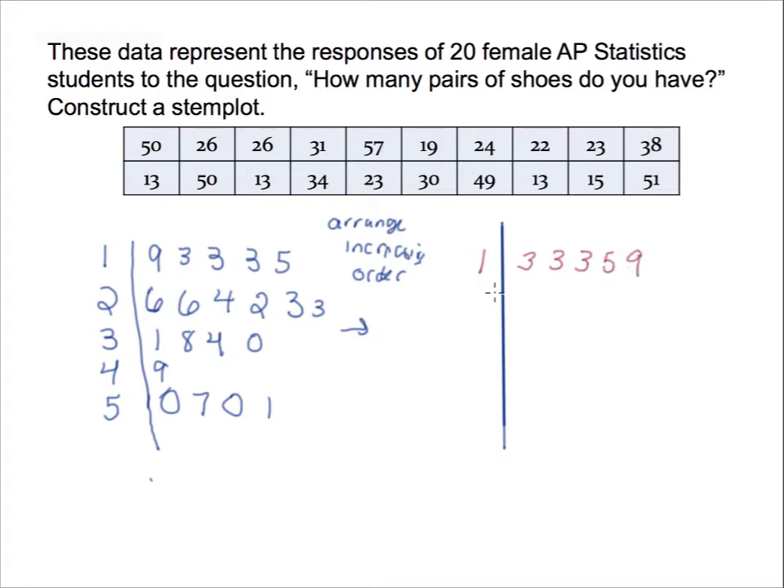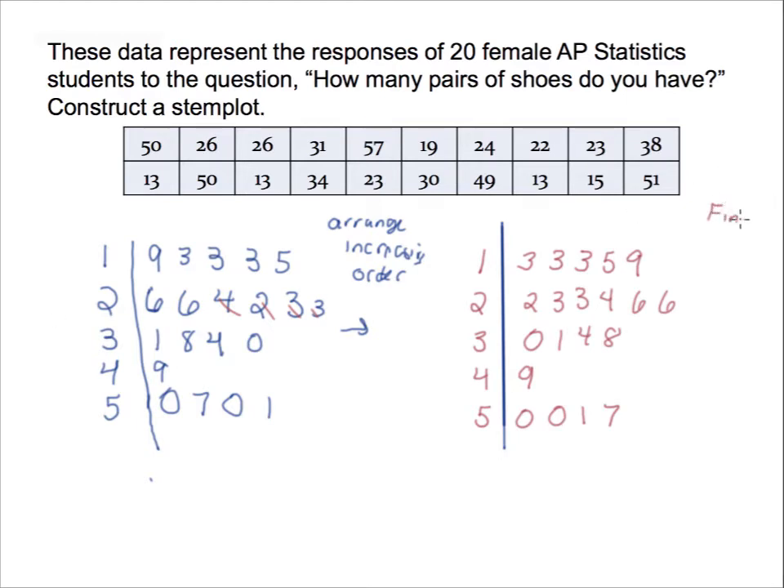So I have 3 13s, 1 15, and 1 19. And we're going to do the 20s, and then the 30s, the 40s. How many people have 50 shoes or more?